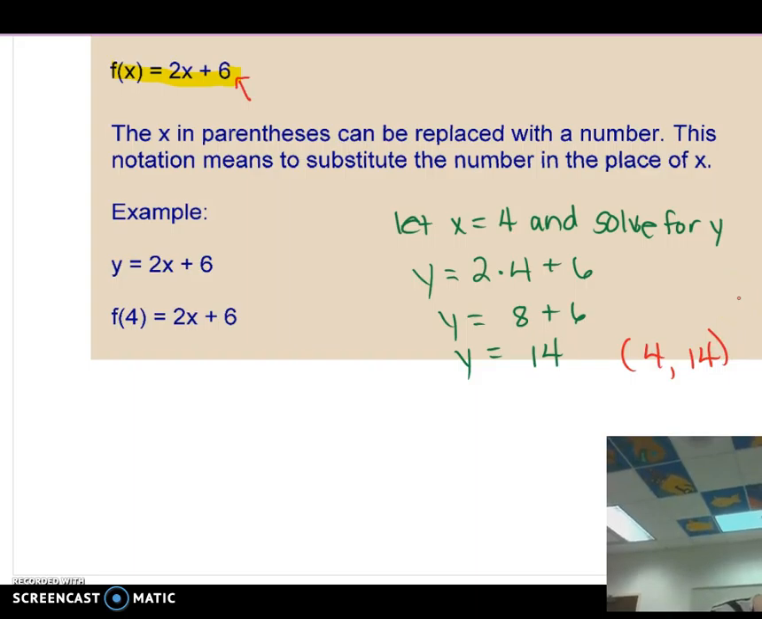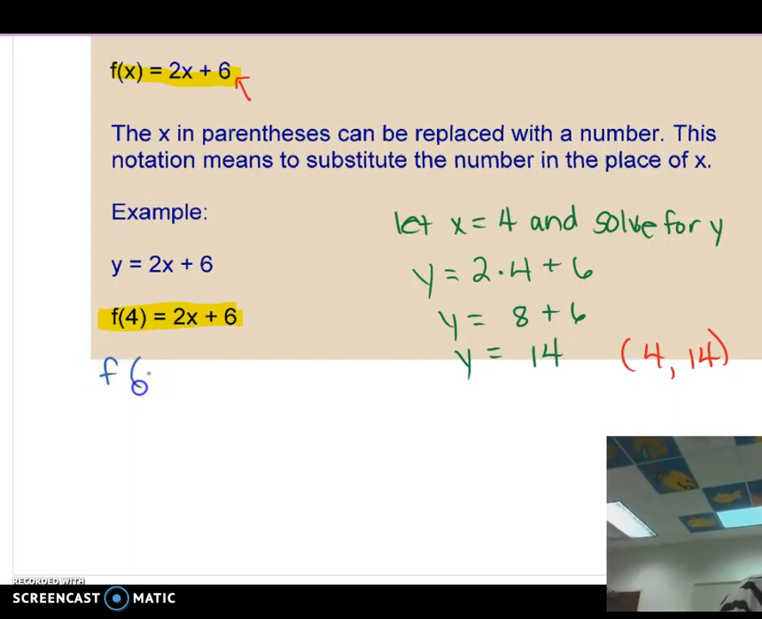So this tells us that when x is 4, y is 14, which gives us an ordered pair. Well, the notation f of 4 equals 2x plus 6 means the exact same thing as what we just did. It's just a shorthand way of saying let x equal 4 and solve for y. Only instead of solving for y, what we're solving for is f of 4. In other words, the value of this equation when x is 4, or what the y value is when the x value is 4.